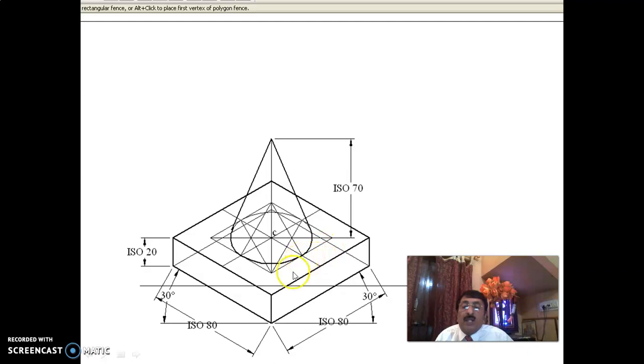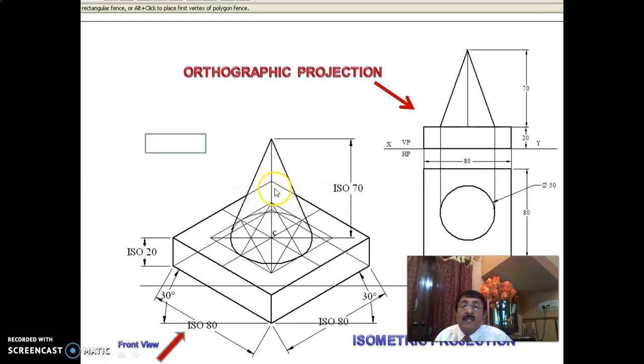Then come to the bottom solid. In the bottom solid, the left surface is seen, the right surface is seen. Important thing is the top surface. When the top surface is seen, this portion, since it is blocked by the top solid, you make it light. In that way, you have completed the isometric projection of a cone seated centrally on a square prism of sides 80 and height 20. Isometric projection is over.